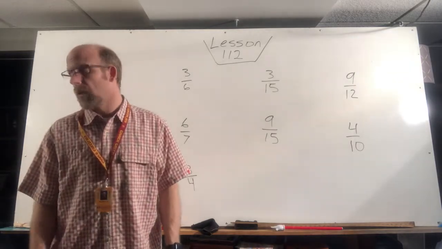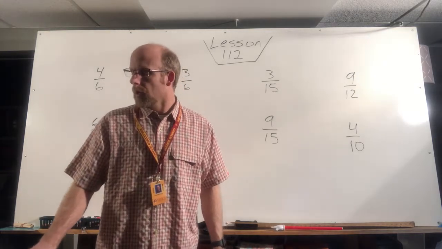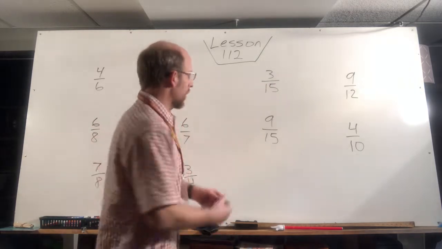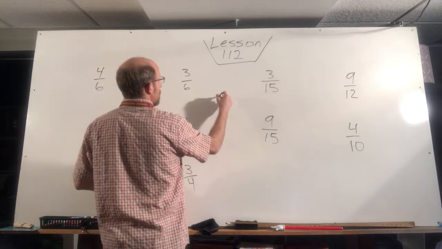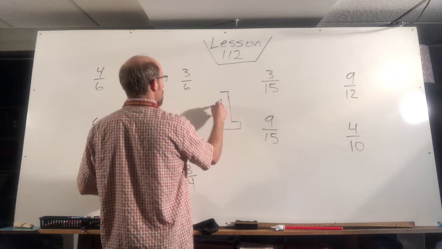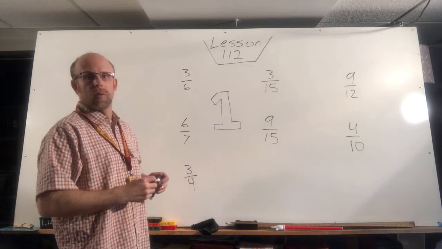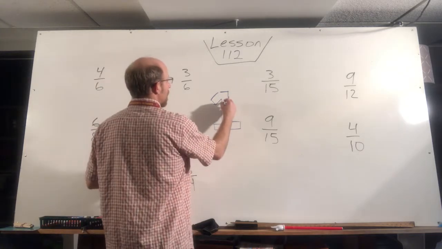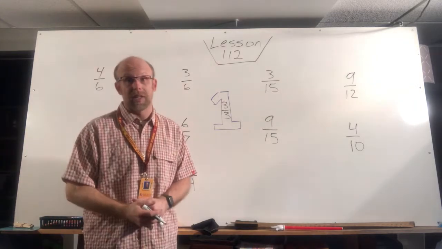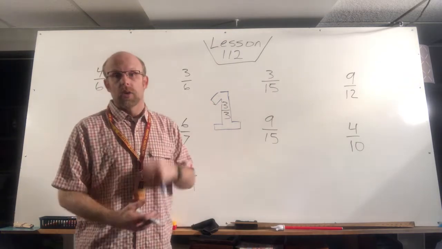It's called reducing fractions. So last week when we were learning about fractions and the fraction name for one whole, we had this big number 1, and then inside of that number 1 we put a fraction name, anything: 3 over 3, 4 over 4, 1 million over 1 million, anything over itself. It's a division problem. 3 divided by 3 is 1.